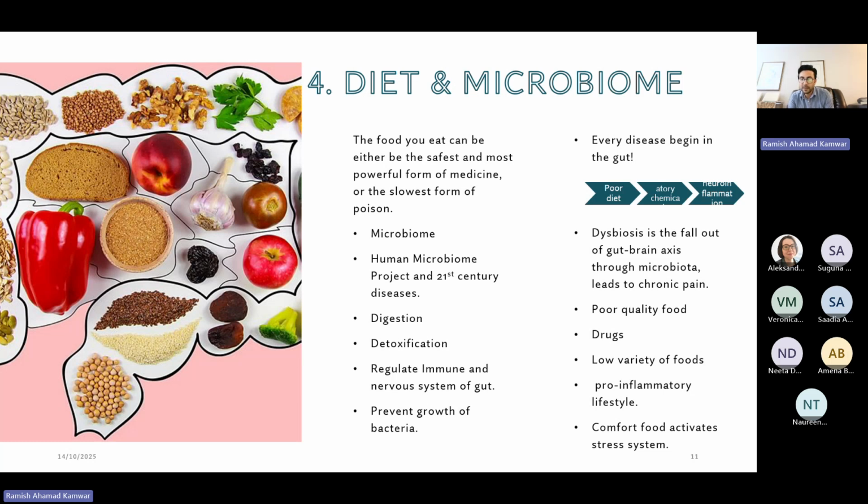So a poor diet, a poor quality food would be something with low variety, a lot of energy dense food products, like all these processed foods like burgers, sugary pastries, all these processed sugar. These are all pro-inflammatory foods, and it creates a pro-inflammatory lifestyle. And by doing that, we are harming this microbiome.